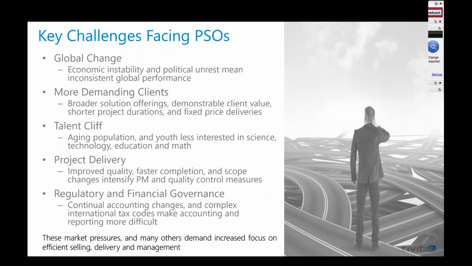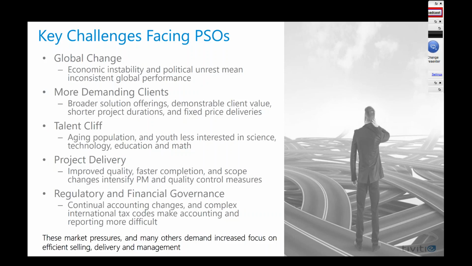So what are some of the key challenges facing professional services organizations? Well, with the global reach and the global nature of the economies that they're working in, economic instability and political unrest around the world can often mean inconsistent global performance, not only from an execution perspective and the ability to deliver through geographical diversity, but also with the economies and the economics around those that can affect the bottom line as far as returns and profitability.